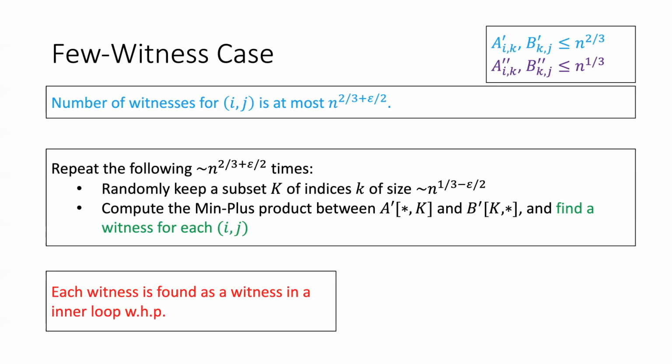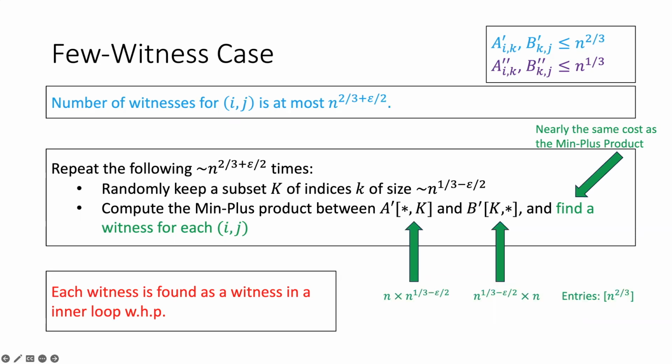It's not hard to see that each witness for ij is found as a witness in some inner loop with high probability. And also, the cost of finding a witness for each ij is nearly the same as the cost of computing the min-plus product itself. So we'll ignore the cost of it in the following. The dimension of A prime star k is n by n to the 1/3 minus epsilon over 2, and the dimension of B prime k star is n to the 1/3 minus epsilon over 2 by n. Also, the entries of these two matrices are integers bounded by n to the 2/3.